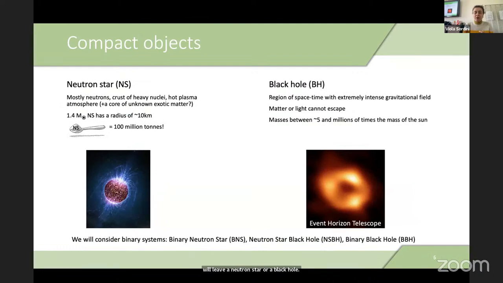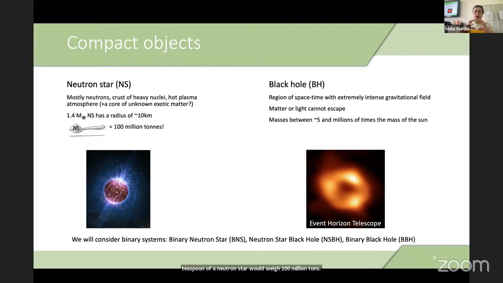A neutron star is mostly composed of neutrons, hence its name, with a crust of heavy nuclei and a hot plasma atmosphere. And then depending on the theories, there might be some unknown exotic matter in its core. Just to tell you how compact this object is, you can imagine that a neutron star with a mass of 1.4 times the mass of the sun, typically we use solar masses as a unit of measure, would have a radius of just 10 kilometers, which you can compare with the 700,000 kilometers for the sun. It means this is very dense, so just one teaspoon of a neutron star would weigh 100 million tons.